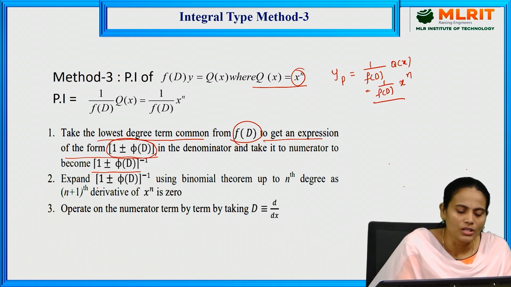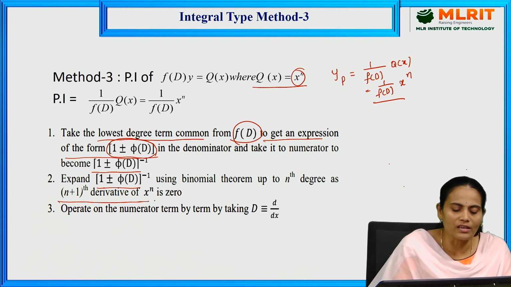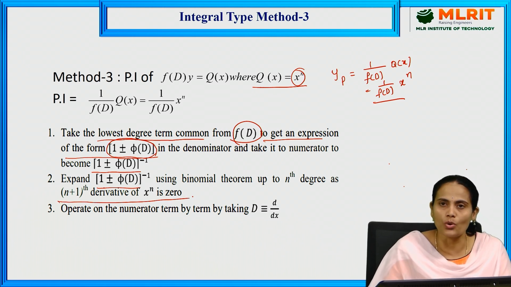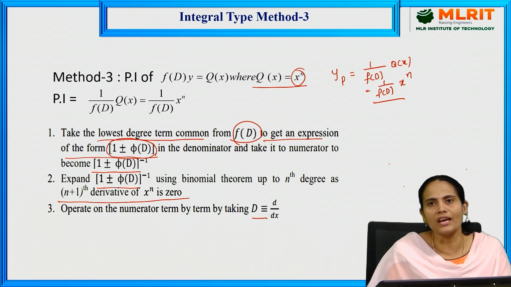Now you have to expand this 1 plus or minus phi of D whole power minus 1 by using the binomial theorem up to the terms containing nth degree, since the n plus 1th derivative of x to the power n is 0. What does D stand for? We know that D stands for the derivative, which is d by dx. Then operate on the numerator term by taking the differentiation.